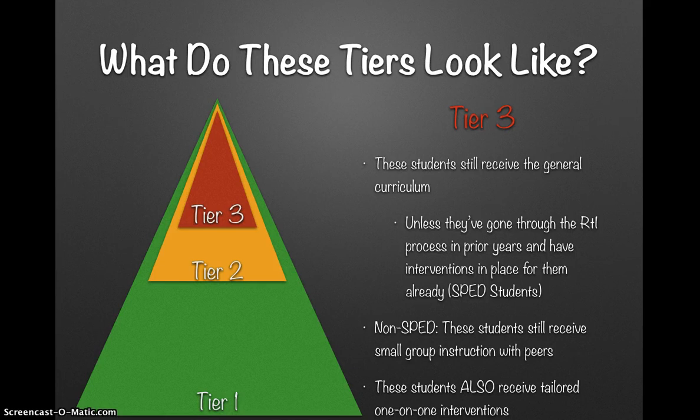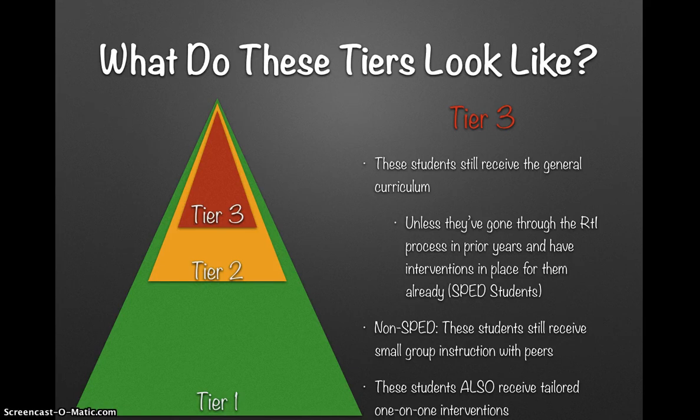All right, these students receive tailored one-on-one interventions. Now this goes for everybody who's in Tier 3. Whether or not they're in SPED or they're in your classroom, they're receiving one-on-one with you. They have tailored interventions. You have really looked at these students' data. You have found out where they need the most help, and you are pushing interventions on them to make sure that they are getting everything that they need.